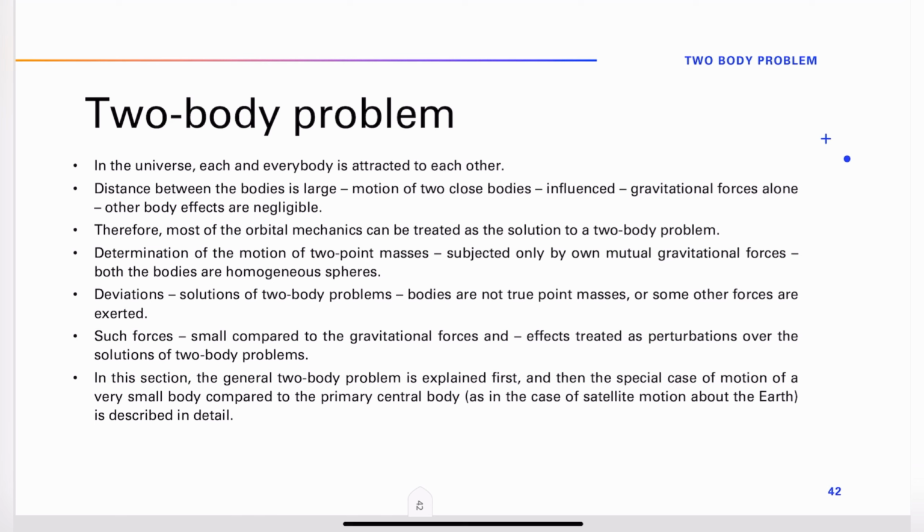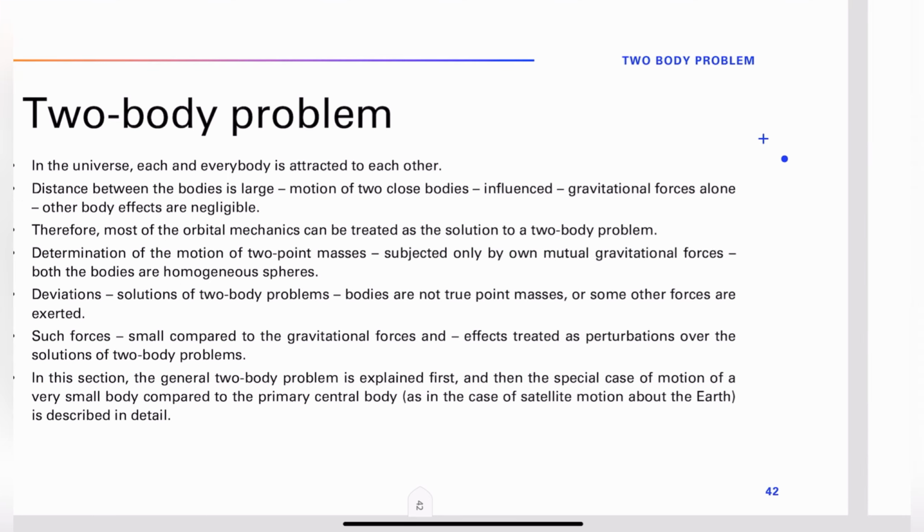In this session, the general two-body problem is explained first. Then the special case of the motion of a very small body compared to the primary central body, that is, satellite motion about the earth, is described in detail.